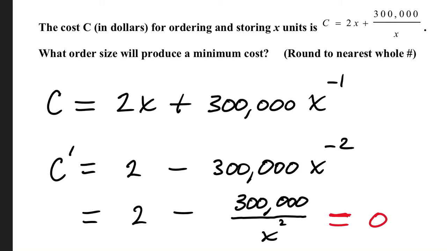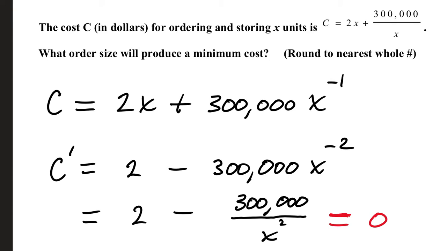The cost C in dollars for ordering and storing X units is given by C equals 2X plus 300,000 over X. What order size will produce a minimum cost? Round to the nearest whole number. Capital C equals 2X plus 300,000 times X to the negative 1.